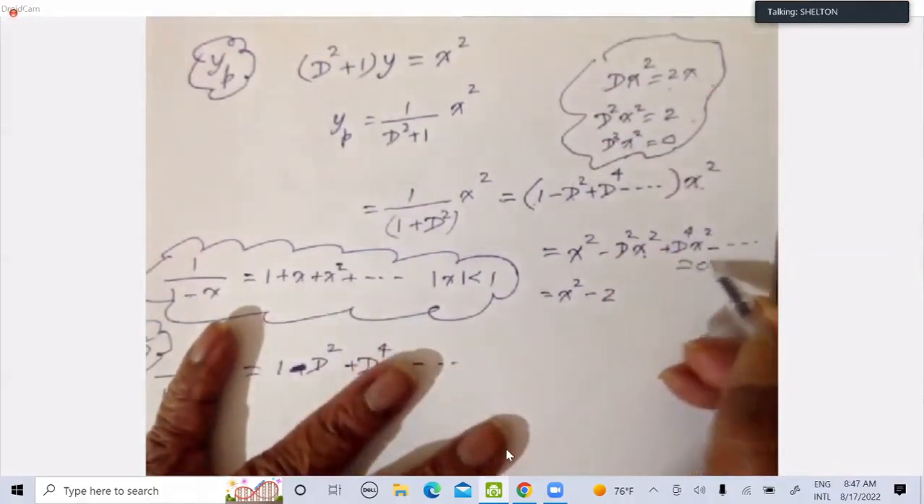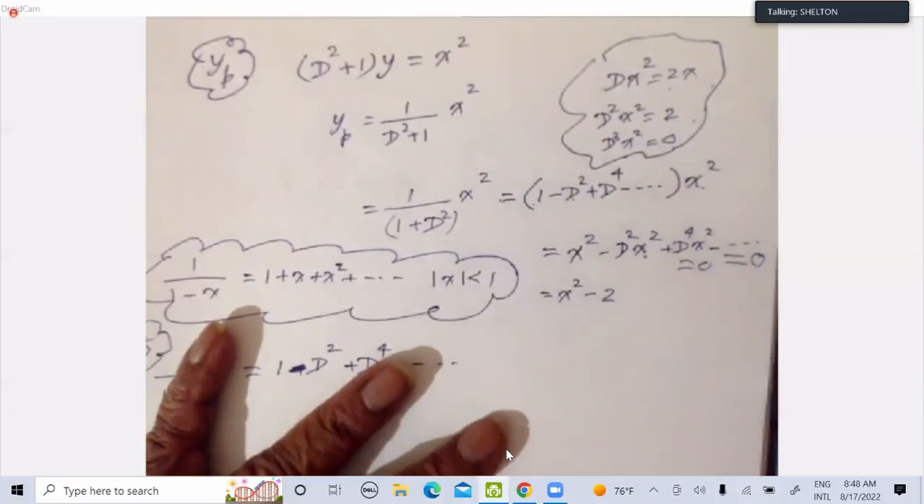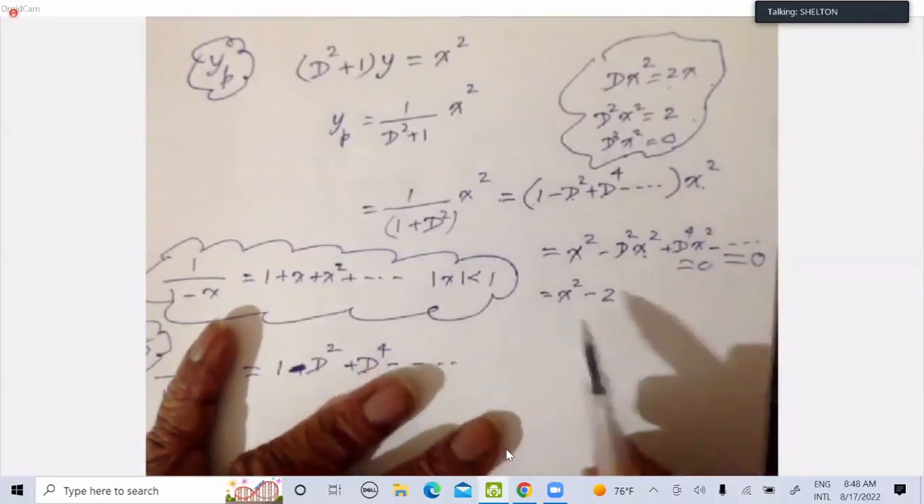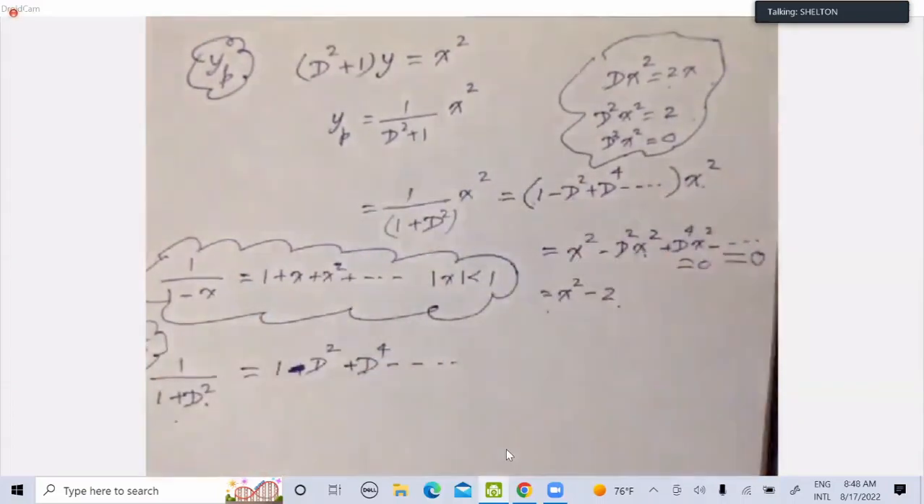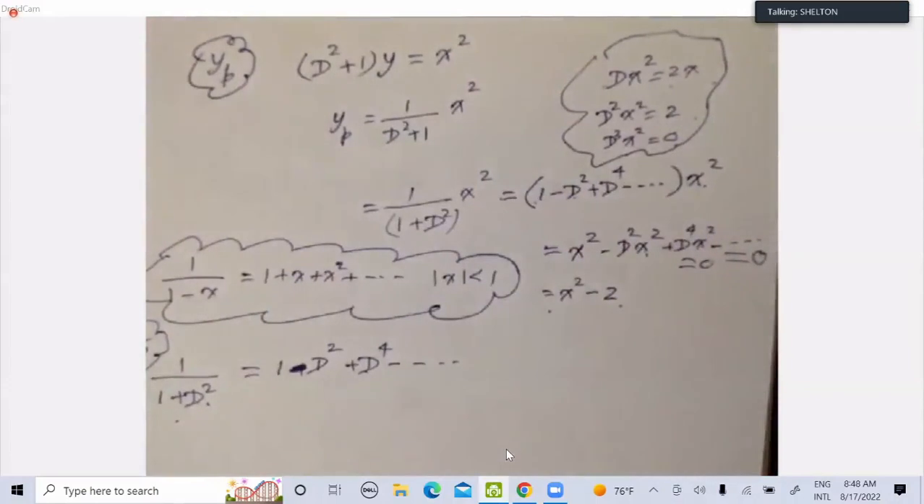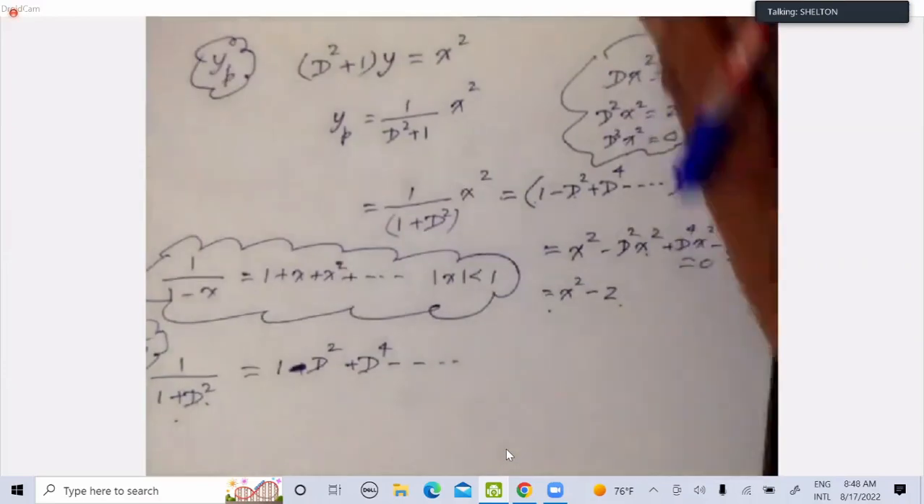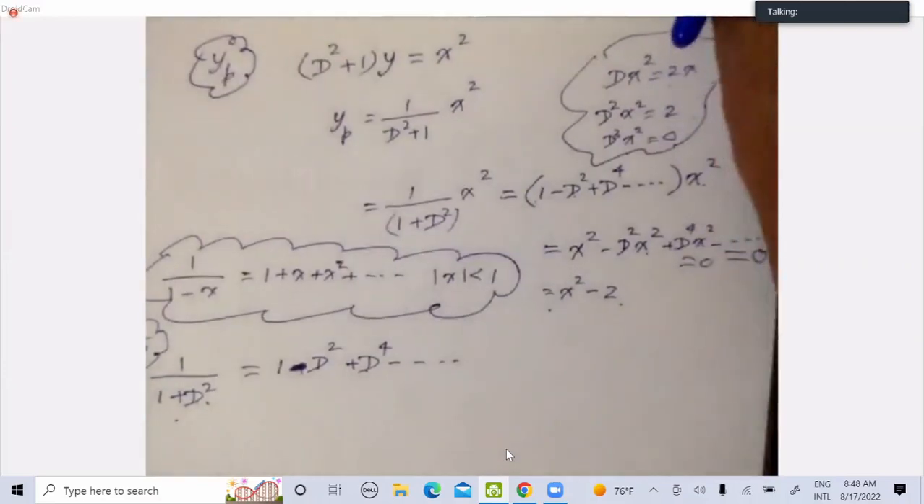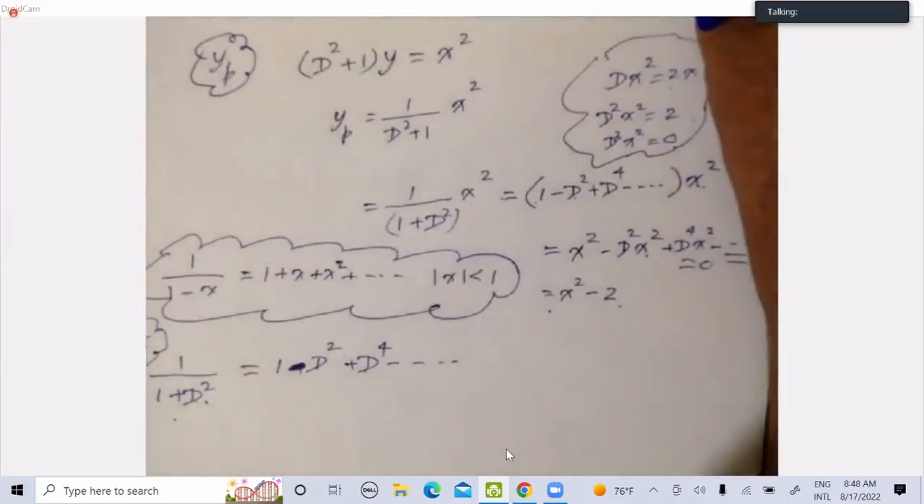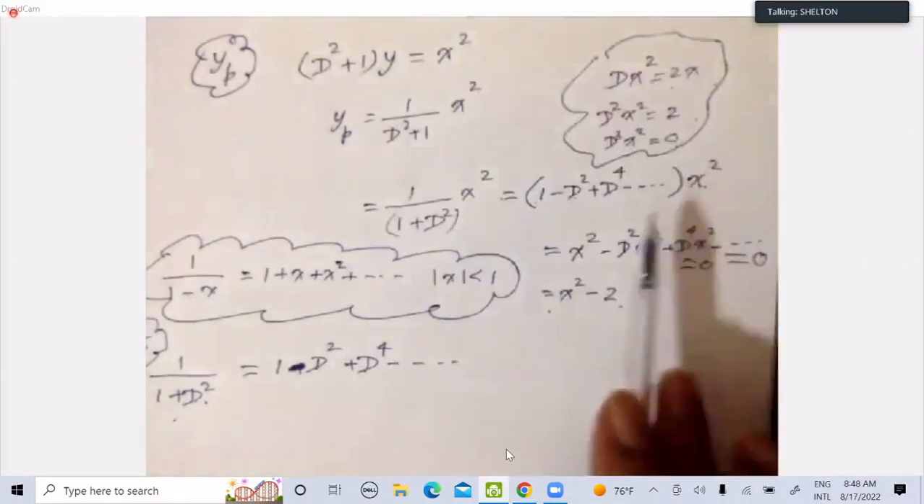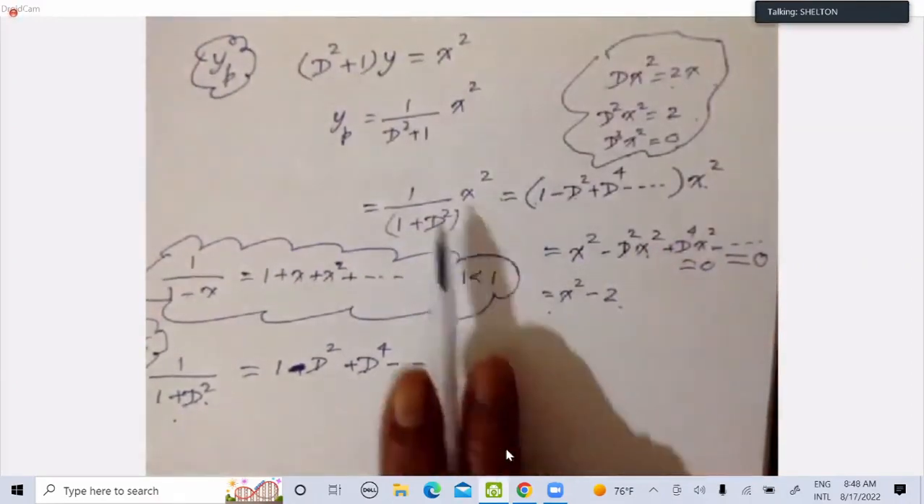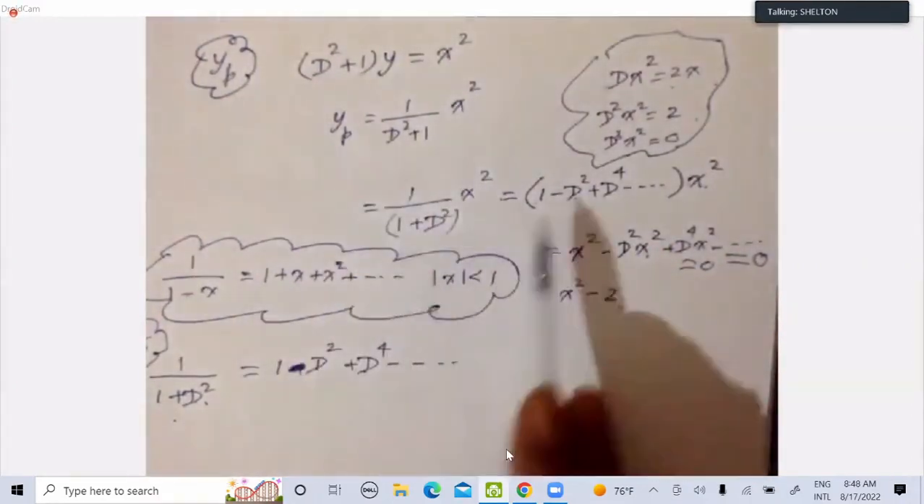So this is 0 and all these are zeros. So you get x squared minus 2 as the particular solution. Okay, x squared minus 2 as the particular solution. Everything is okay.